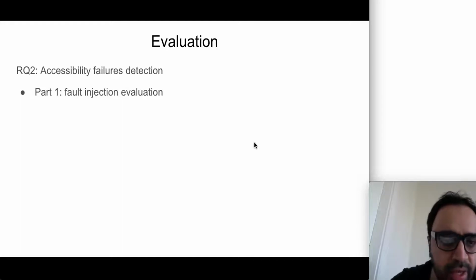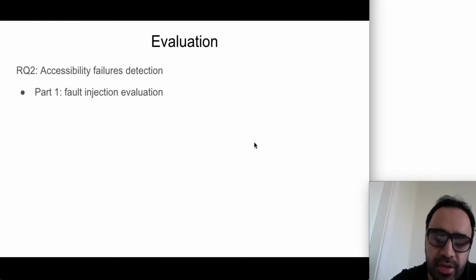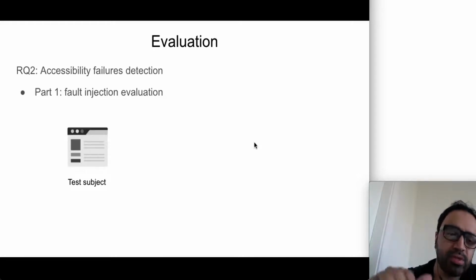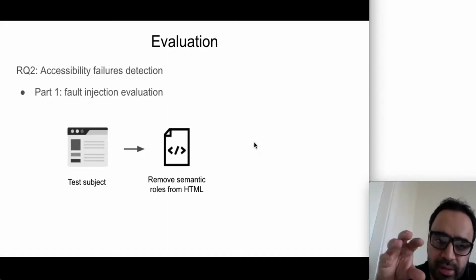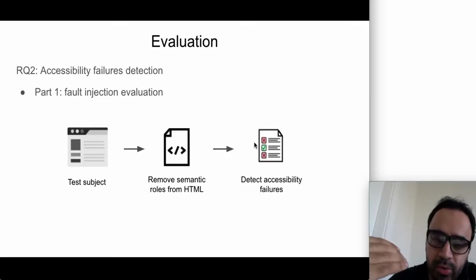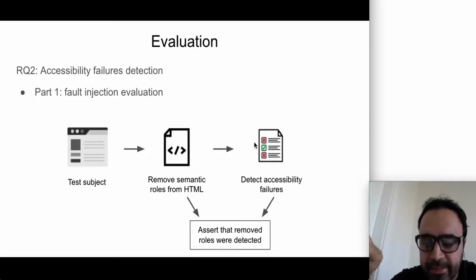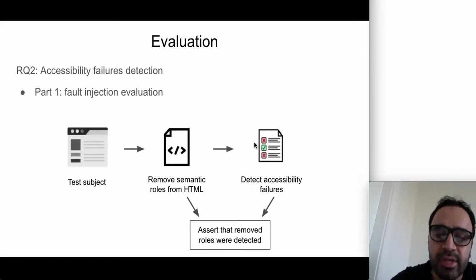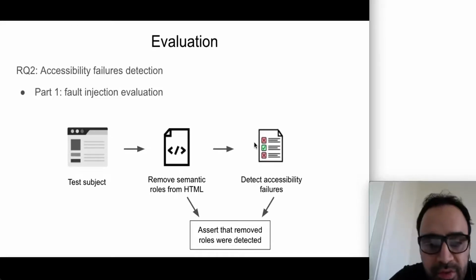Now for the second part, the accessibility failures detection, we do it in two parts. First, we start with a fault injection process. In this process, we start with a test subject and then remove semantic roles from that test subject, and then run the approach and detect accessibility failures, and then see if the roles that were removed were detected again. The reason for doing this is to have a ground truth for our evaluation, and of course it's a lower bound, but it provides an unbiased, objective ground truth.